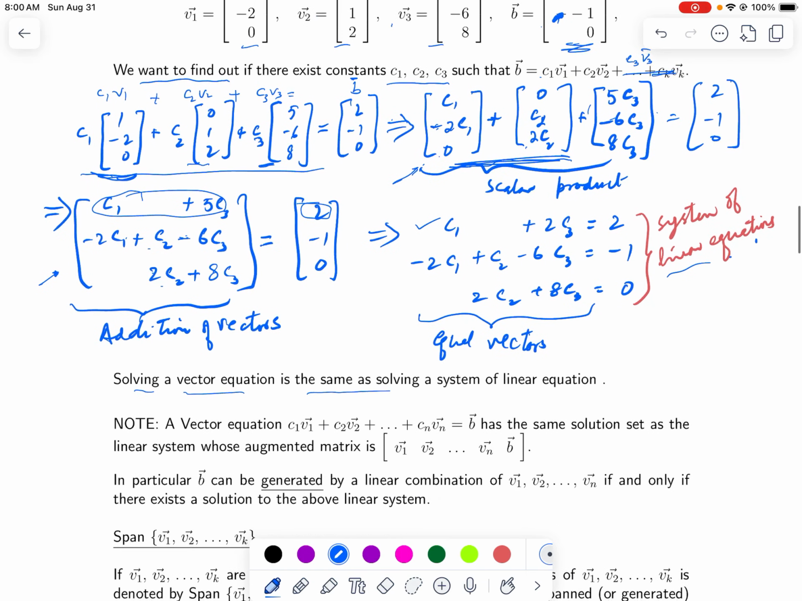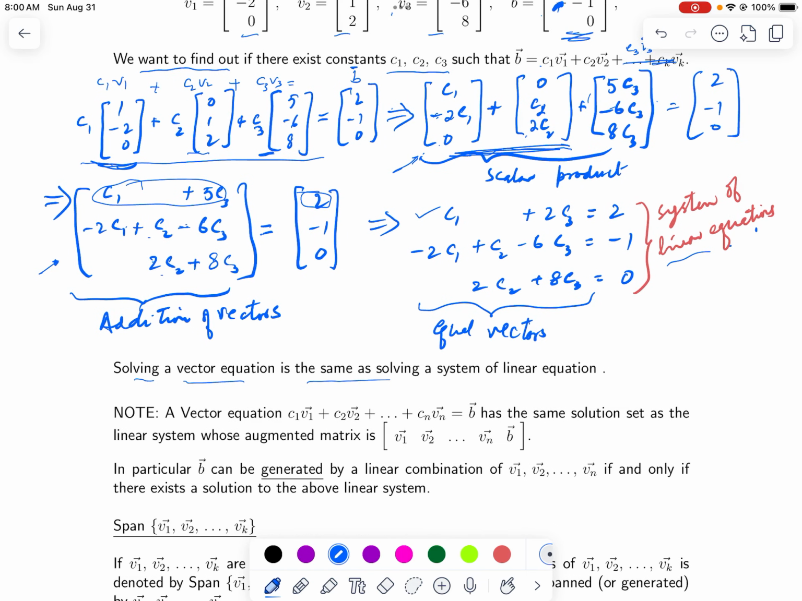So, solving a vector equation is the same as solving a system of linear equations. So, what do we mean by solving a vector equation? Usually, when will we be solving a vector equation? If we are asked a question that a vector y or a vector b can be written as a linear combination of the vectors v1, v2 up to so on, or we can have some other name a1, a2 up to so on, an.